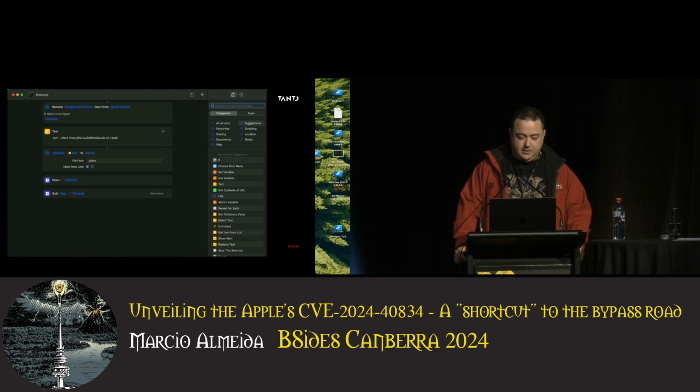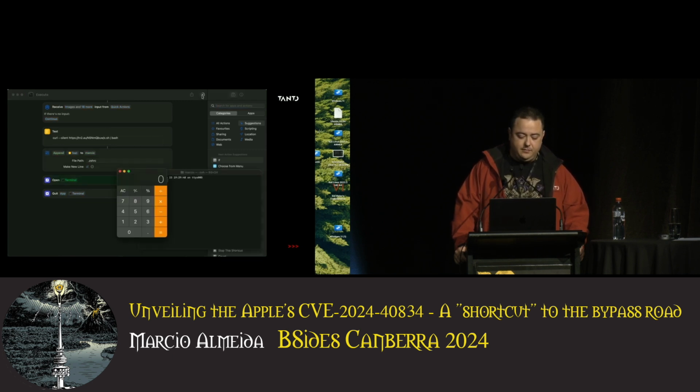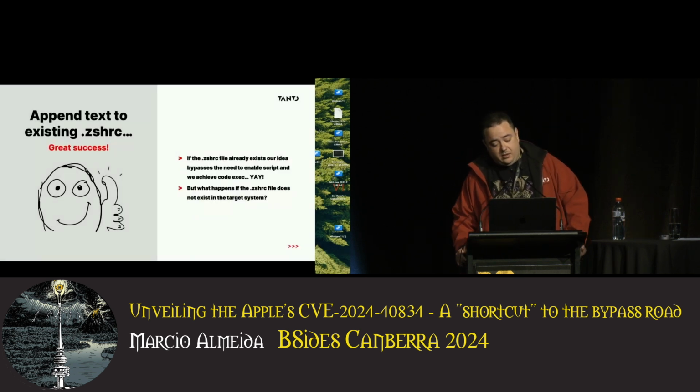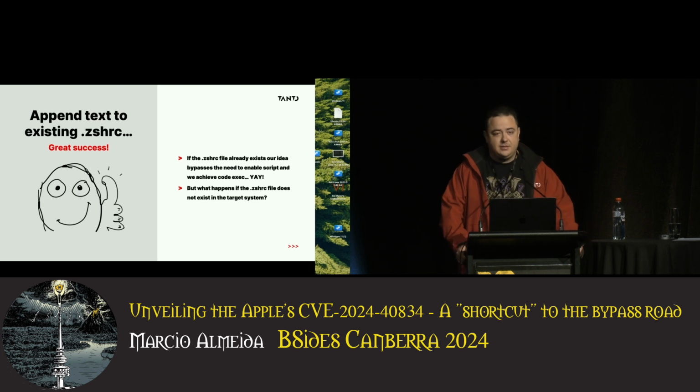Cool, that's it. And then I run the shortcut to show, and nice. This works. The idea was successful. Nice, so I got an exploit, I managed to bypass this. But what if the file does not exist on disk? Because that could be a problem.